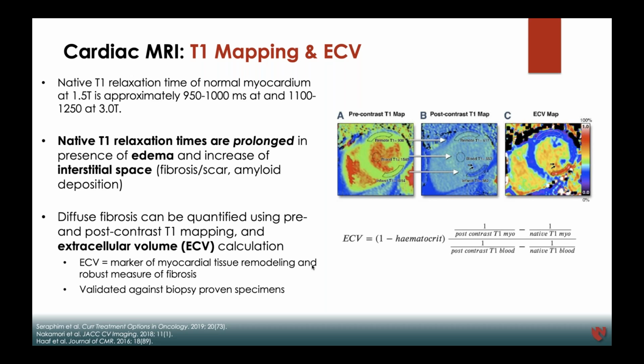The next one would be T1 mapping. Think of T1 mapping as a native T1 relaxation time in our myocardium. All our tissues have a native relaxation time or normal range, but when you infiltrate your myocardium with something that shouldn't be there, whether that's edema or fibrosis, scar, amyloid deposition, that's going to make that native T1 relaxation time longer.